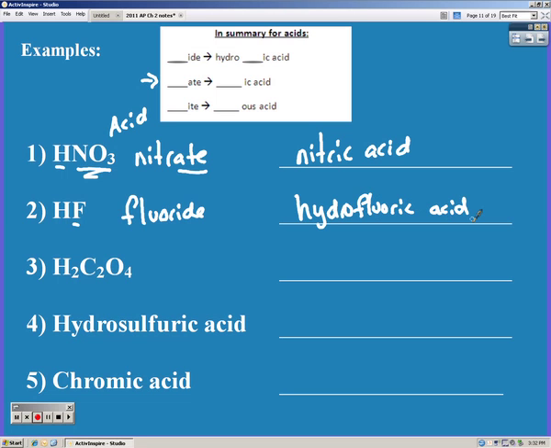H2C2O4 starts with hydrogen, so it's an acid. C2O4 is oxalate. Make sure that you know those polyatomic ions for that first day. So that's oxalic acid.